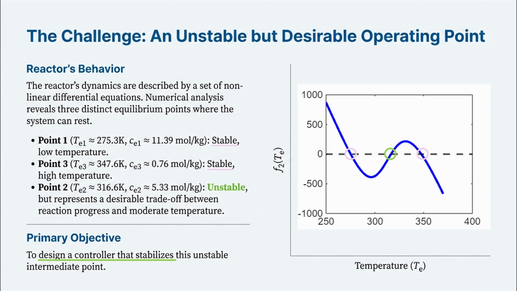When looking at the model and doing simulations, three equilibrium points can be found. The first and the third point are stable, while the middle point is unstable. It is precisely this middle point, which is unstable, that is especially interesting for our reactor. So the goal of this project was to design a controller that stabilizes the reactor around this equilibrium.